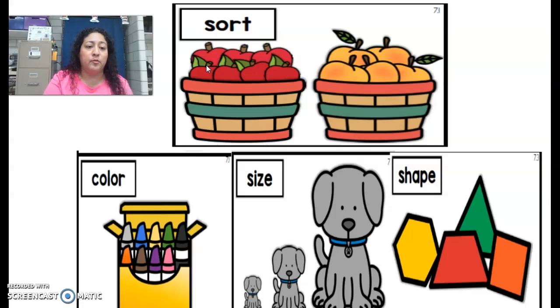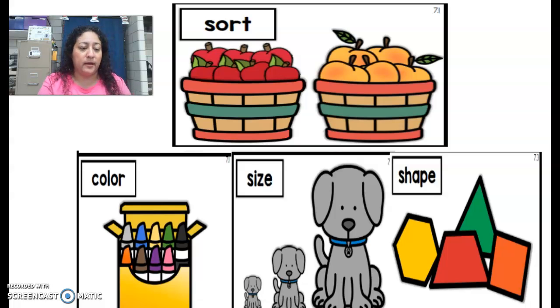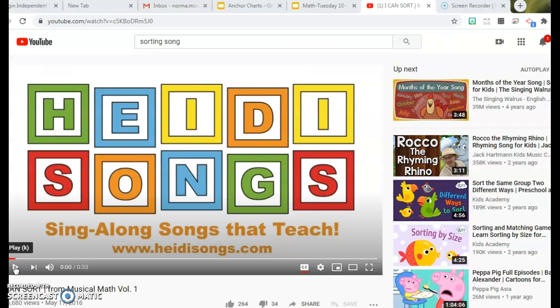Like, for example, we can put a group of elephants on one side and a group of frogs on another side. They're different types of animals. Today, we're going to sort by color. But before we do that, let me show you that little sorting song again. And then we'll talk a little bit more about our homework when we come back, okay? So let me show it to you. So this is a very short song about sorting.